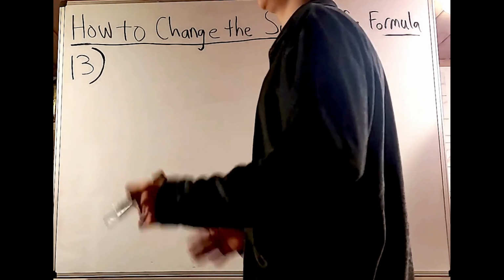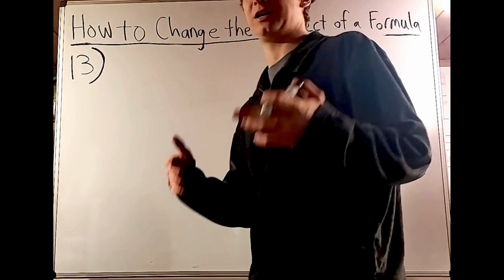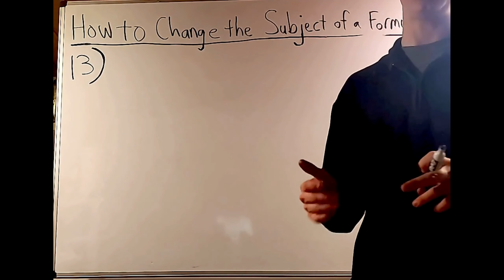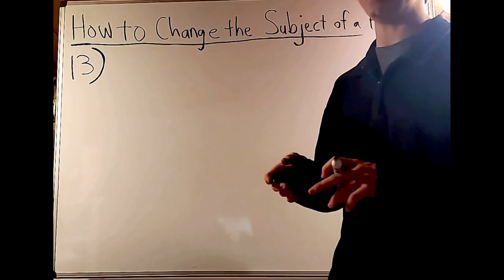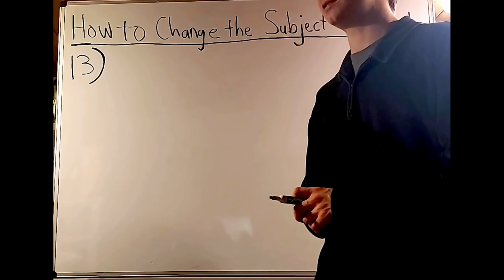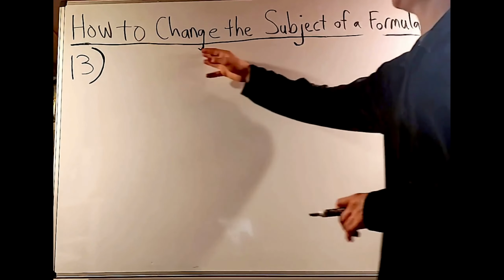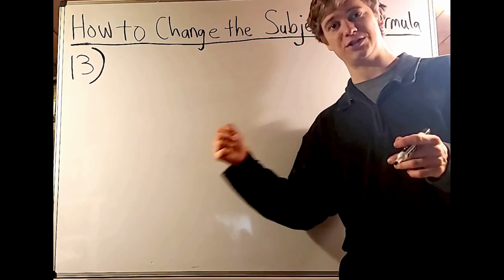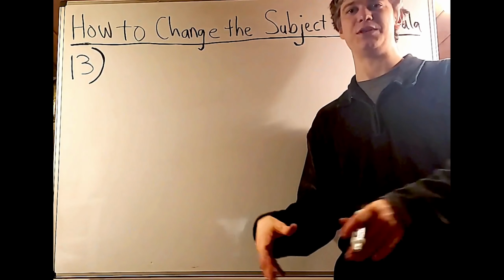Okay, so the next one, we're going to be thinking about parallel resistors. So this is an electrical example. If you're used to solving for resistors in parallel already, this might seem a little bit ridiculous, but the point of this is to learn how to change the subject of a formula. So I recommend still watching this because this will be a good lesson on something you're familiar with.